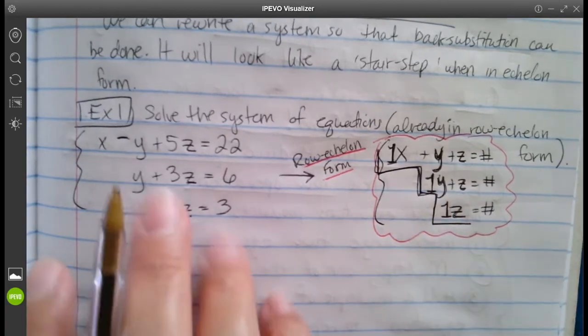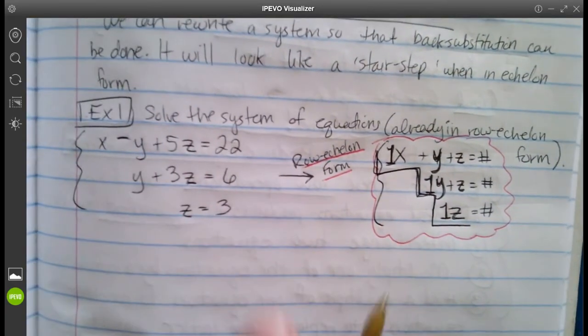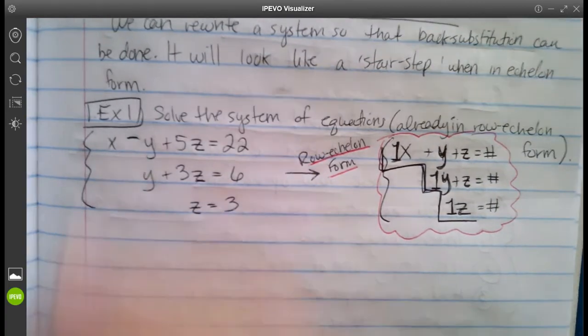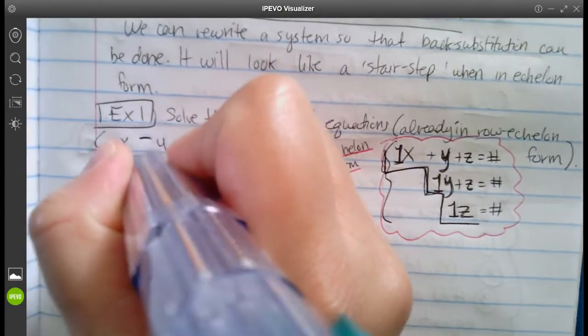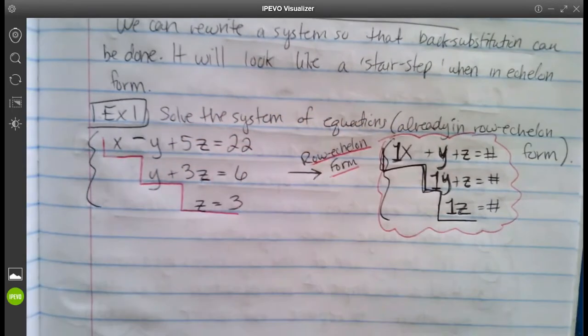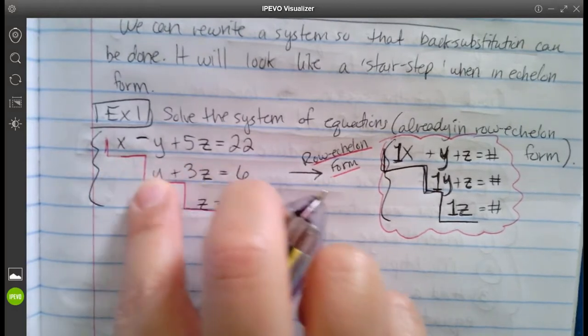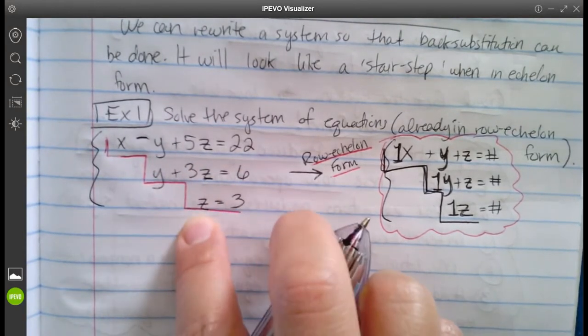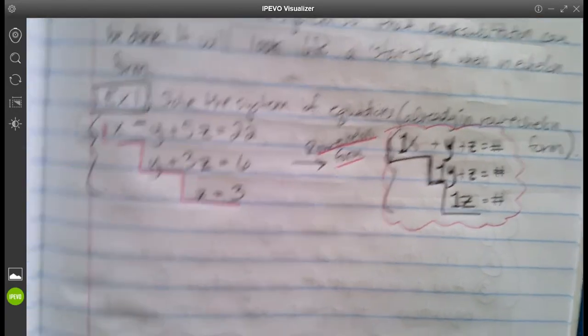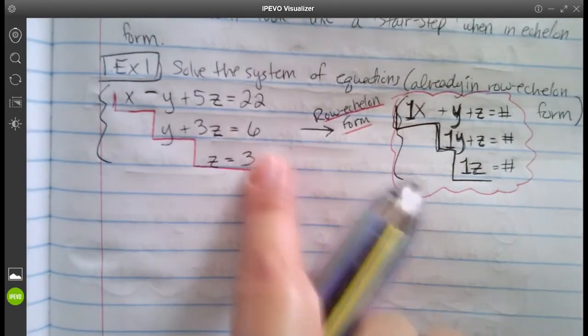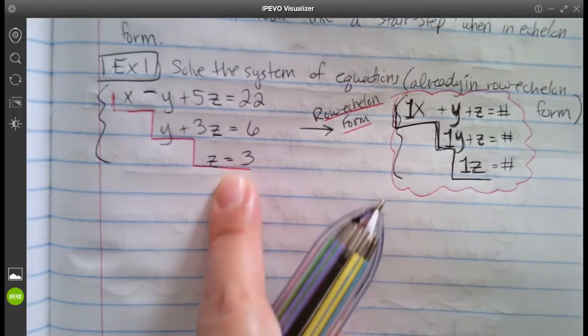So we're going to look at an example that's already in row echelon form. I'm going to show you again this little staircase looking deal we have here, a step like this. You can see that the coefficient for x is 1, the coefficient for y is 1, and the coefficient for z is also 1. Let's go ahead and solve this one. Like I said, it's already in row echelon form, so we can just solve it.